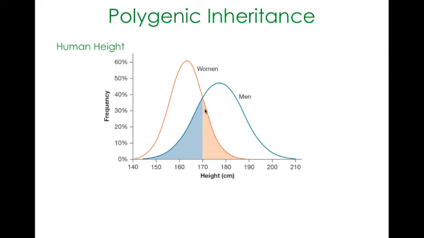Obviously there are extreme cases where women and men fall outside of this particular range, but this is a bell curve, a normal curve of the population. And so you can see there the bulk of the population will sit around here.